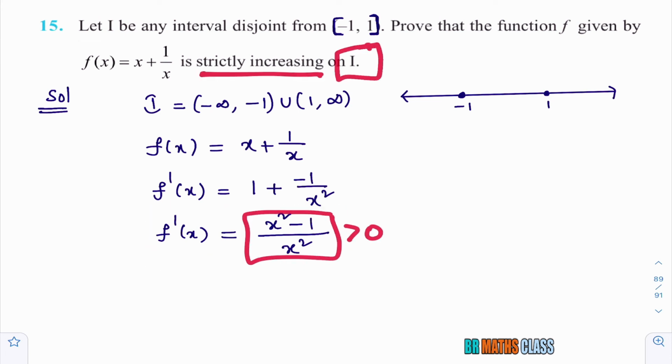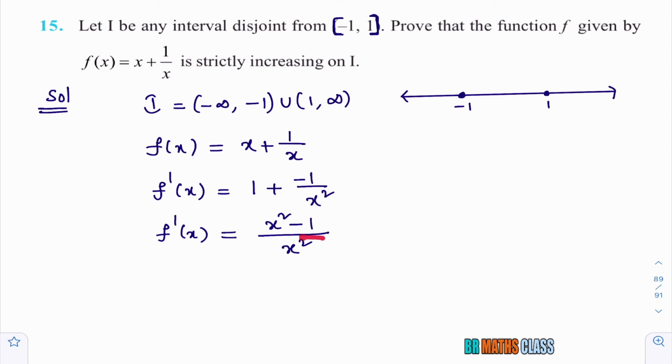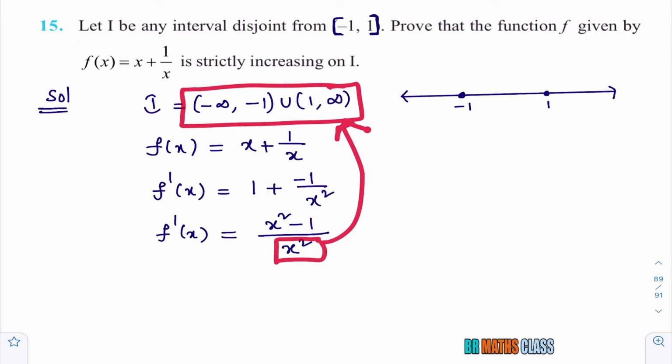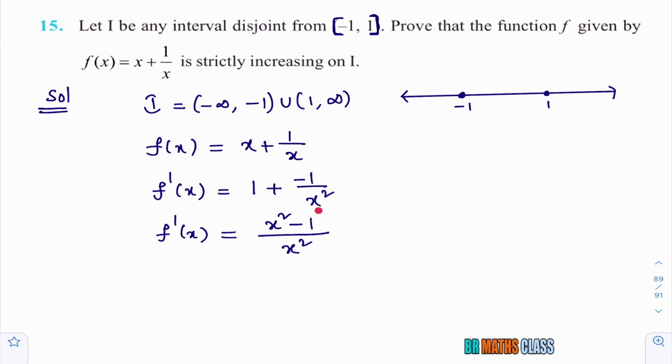I need to check whether this f dash of x is strictly greater than 0 on I or not. You observe here, for any real value of x, this denominator x square is always positive. You can observe on this interval I, 0 is not there. So if you take any x value in this interval, then x square is clearly positive. Now, whether this f dash of x is positive or negative depends upon this expression. If x square minus 1 is positive, then this whole expression is positive. If x square minus 1 is negative, then this whole expression is negative. This x square minus 1 can be written as x plus 1 into x minus 1 divided by x square.